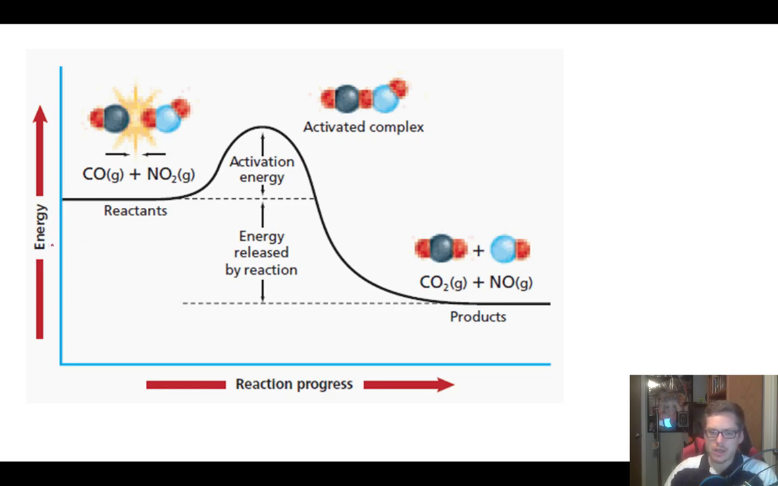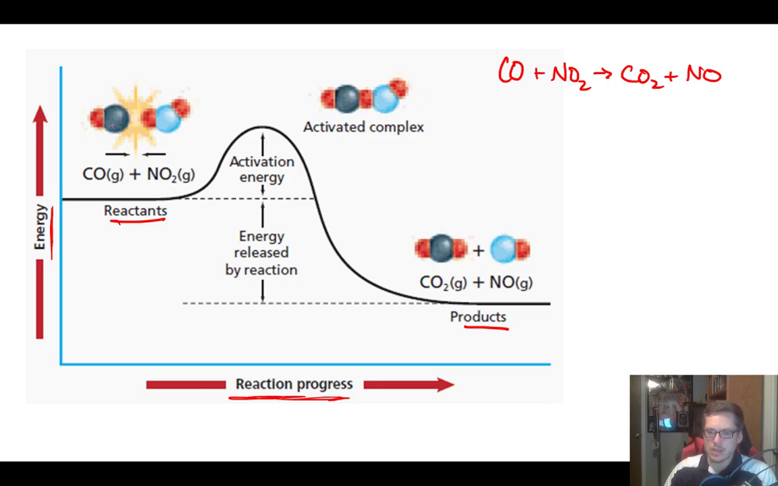This is called an energy diagram, okay? In the y-axis we have energy, and in the x-axis we have reaction progress. So as we go left to right, we can see our reaction goes from reactants to products. In this particular reaction, we've got carbon monoxide reacting with NO2 to form carbon dioxide and nitrogen monoxide. These are our reactants and then our products, right?